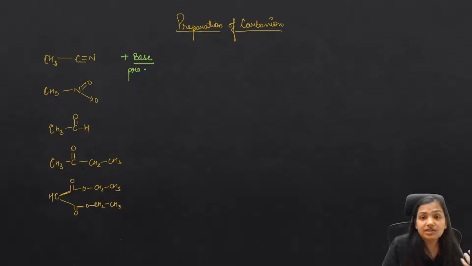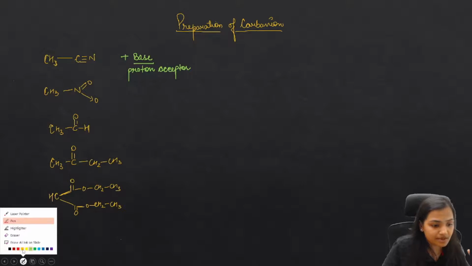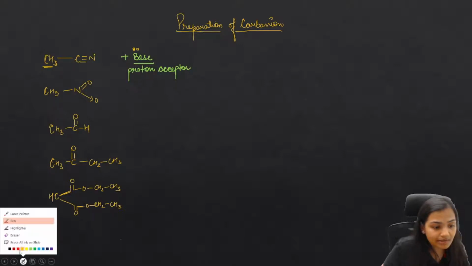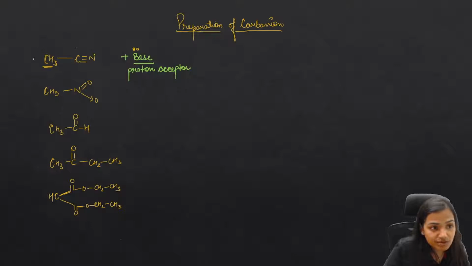A base is a very good proton acceptor. If you look for the definition of a Bronsted base, you will know that this is a proton acceptor. A base has a high tendency to accept a proton. So when a base accepts a proton, what will happen? Let's say this is your base, and it will try to abstract the proton. Here, this is the acidic hydrogen, the acidic proton.